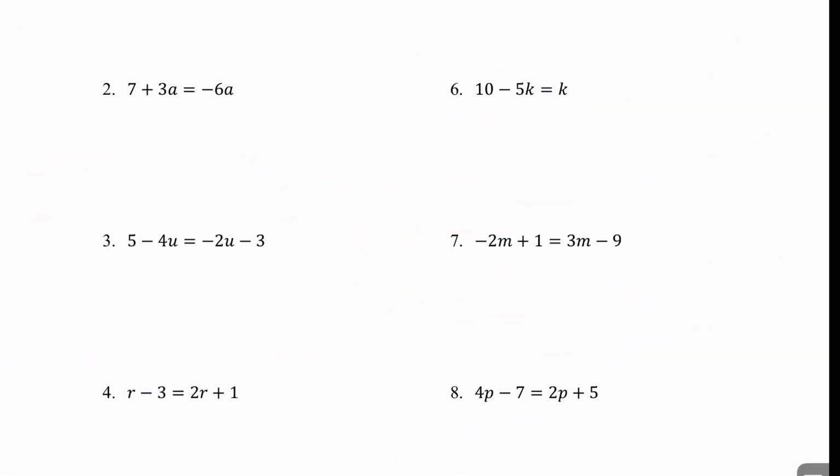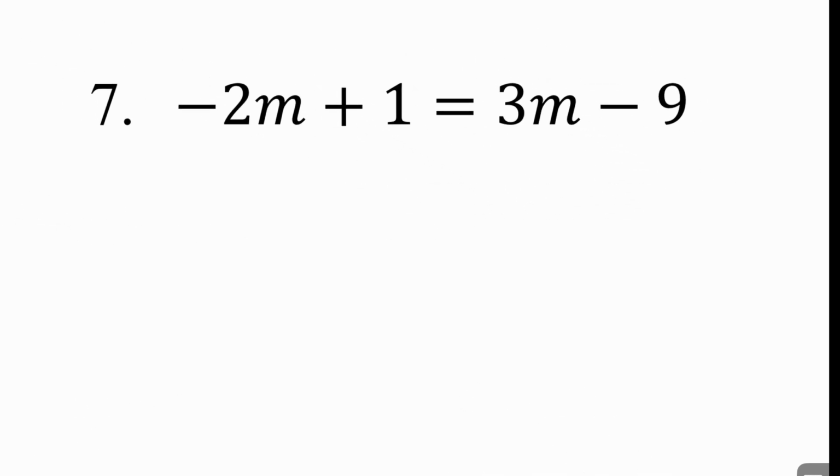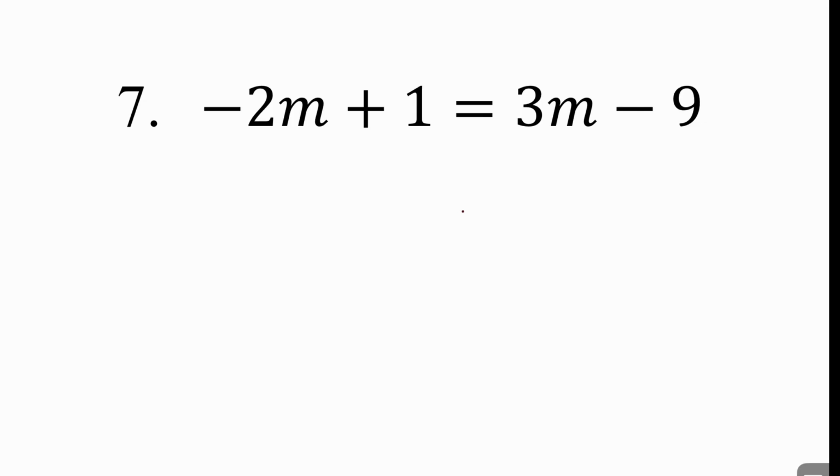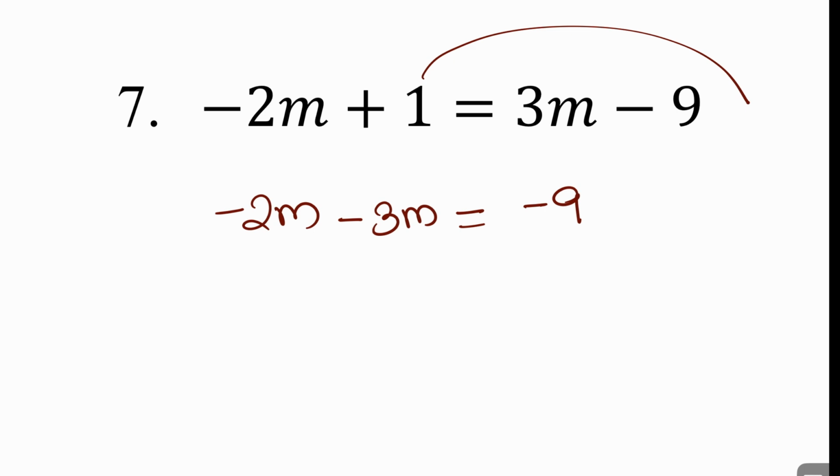Let's discuss one more example. I'm choosing question number 7. So this is my equation. I have negative 2m on the left hand side and 3m on the right hand side. So I'm just gathering these two terms together. So negative 2m, and when 3m comes to the left hand side, it becomes negative 3m. On my right hand side, I have negative 9, and I'm moving the plus 1 to the right hand side, so it becomes negative 1.